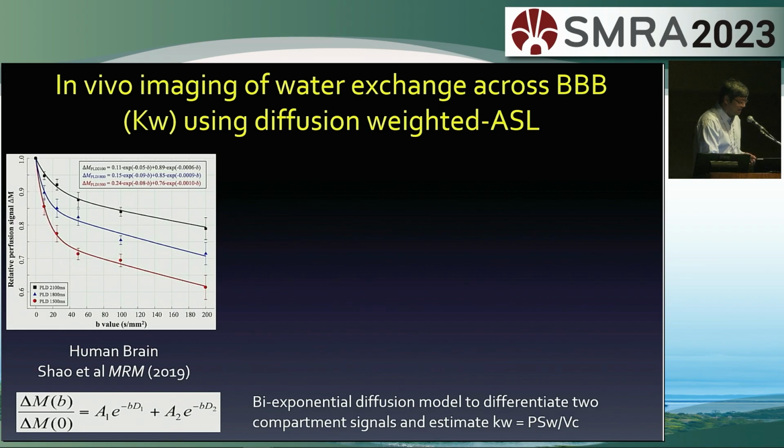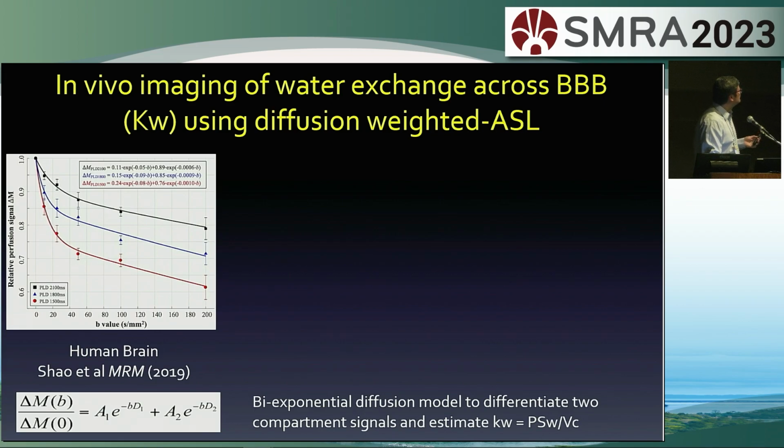So how do you map the BBB water exchange? There are many different ways, and our group has proposed using diffusion weighting to differentiate the intravascular and tissue compartments of labeled water. For example, this is the curve of the diffusion-weighted ASL signal as a function of b-value, and we measure at different post-labeling delays, from a short 1500 milliseconds all the way to 2100 milliseconds.